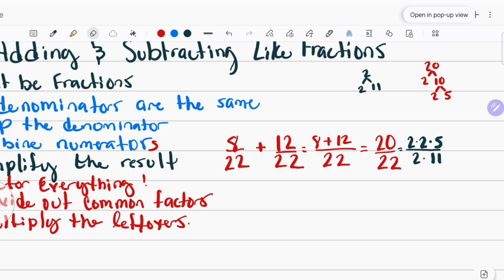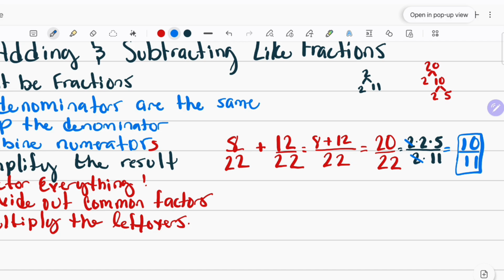The next step says divide out the common factors. What do you see in common? We see a 2 here and a 2 down here. So we divide out the common factors. Last step is multiply the leftovers. What's left over at the top? 10. What's down below? So 10 over 11. Let's do another one.